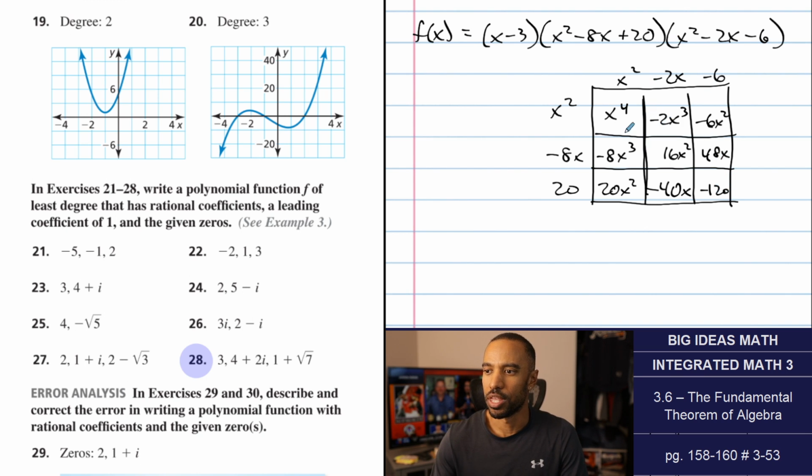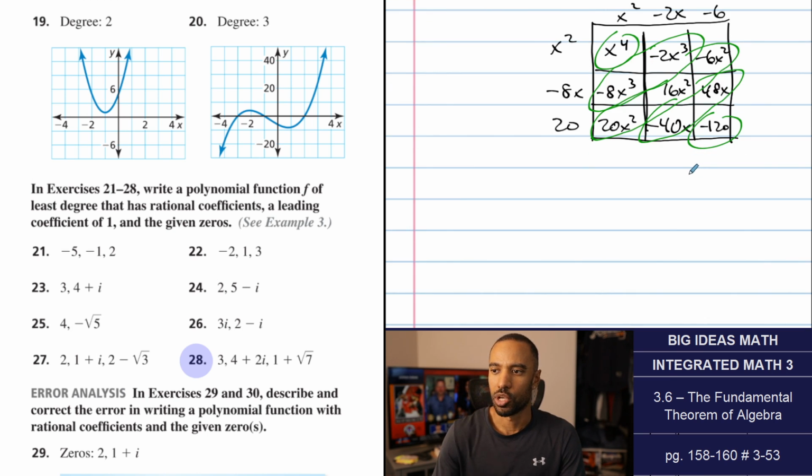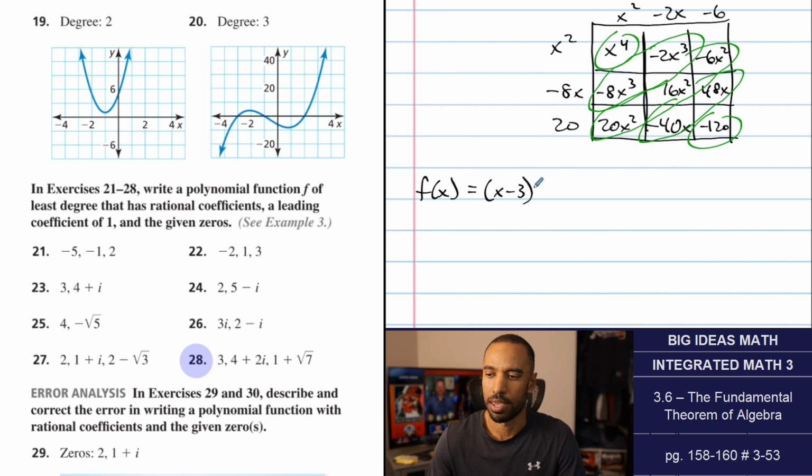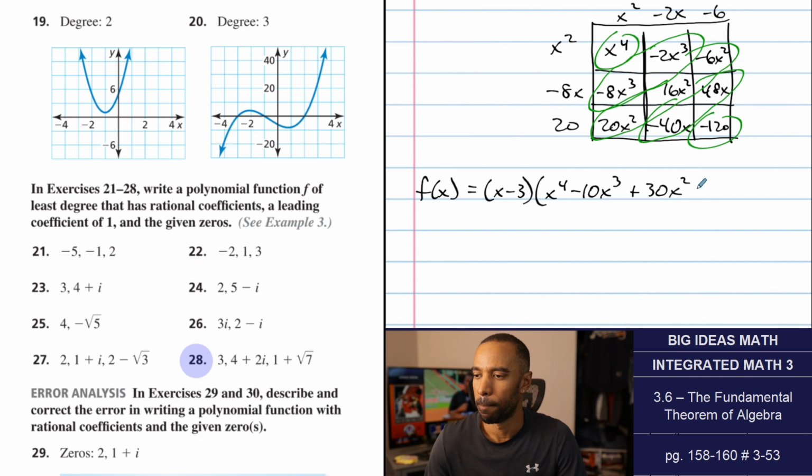All right, so things still combine down these lists as you saw before. Does this always happen? No, it depends on the degrees of what you have going on. But the way that these degrees go from quadratic to linear to constant, it will work that way. Okay, so f of x equals x minus 3 times, we got x to the fourth, minus 10x cubed, plus 30x squared, plus 8x minus 120.